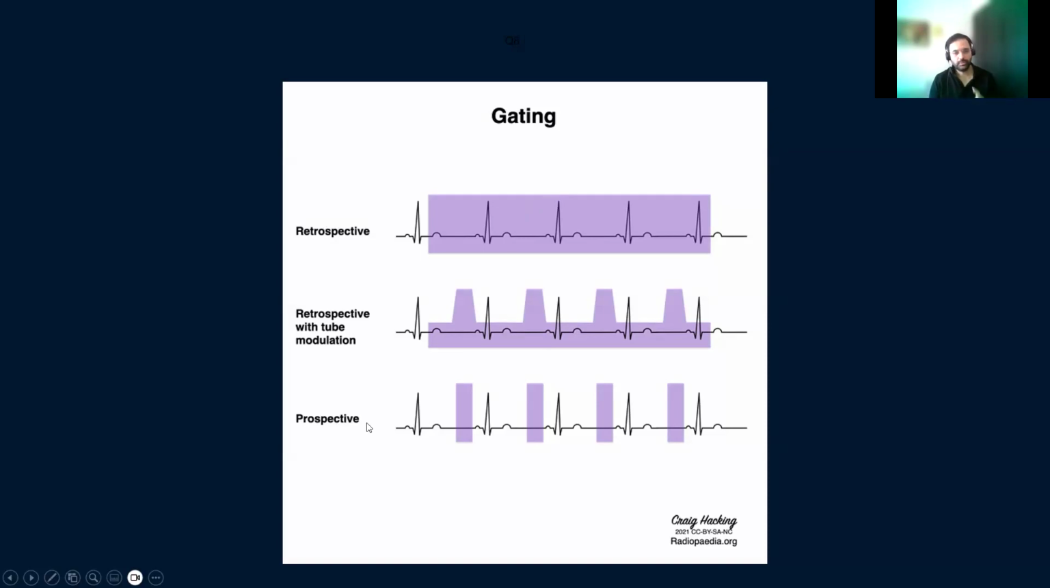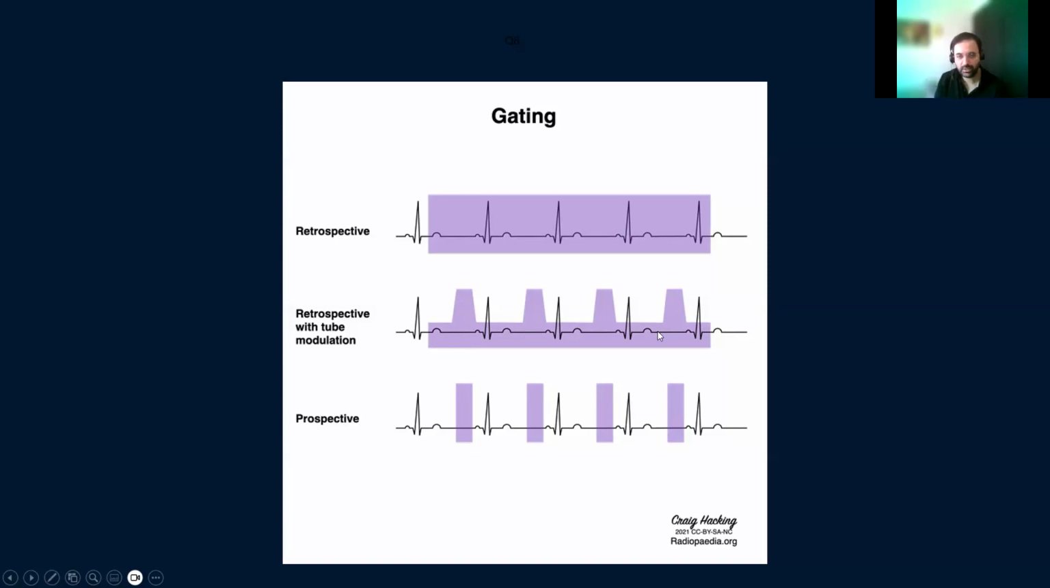When you're doing prospective for the coronaries, if the heart rate has very good control, say 50 or 60, or if your scanner is excellent, then you can do something called prospective, where the tube is going to emit radiation only during a specific portion of the RR interval, not even the entire diastole, just a particular part of the diastole. So this is your diastolic phase, and you are giving radiation only in a particular part of it. That's prospective.